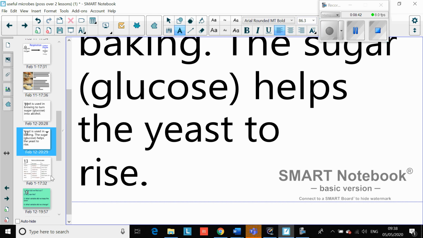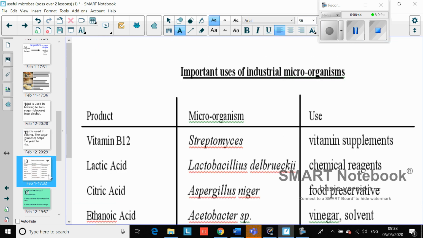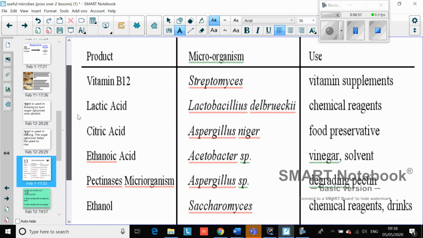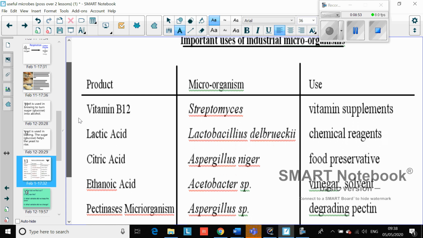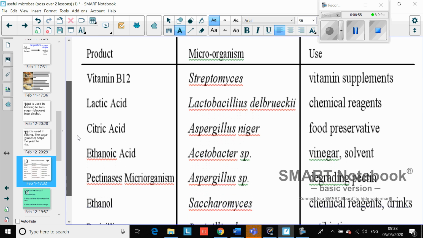Okay, so you've got an idea of what yeast is used for. These are some of the other microorganisms which are used in various things. So, just going through a few of these, if we want to make, for example, vitamin B12 to go in things like vitamin tablets, you need to use a microorganism called Streptomyces. That's used in vitamin supplements. If we want to produce lactic acid, we use Lactobacillus delbrueckii, which is used in things like chemical reagents.